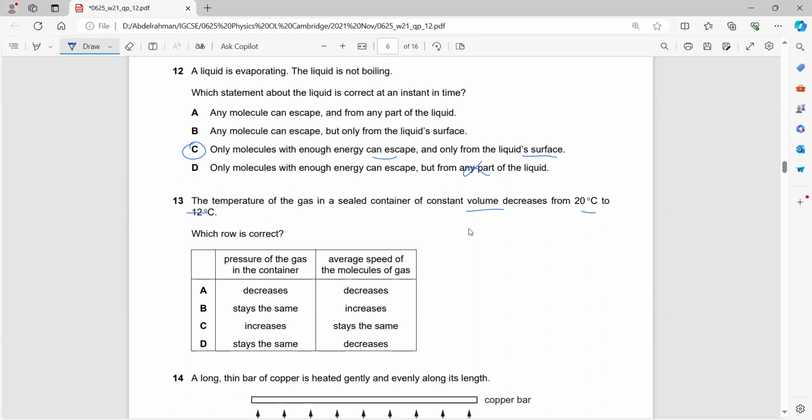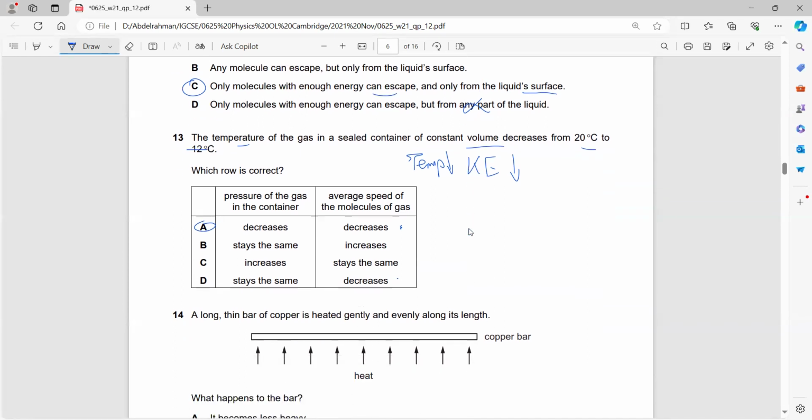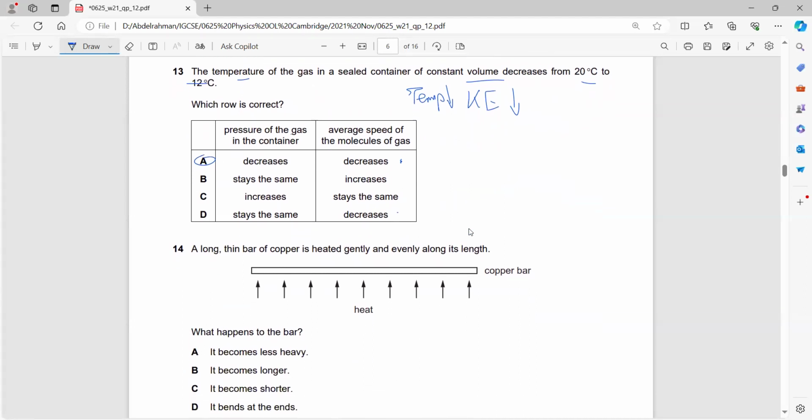I guess the average speed would be easy. Why? Because when the temperature decreases, the kinetic energy decreases. So the average speed would decrease. What about the pressure? The pressure would also decrease. Why? Because they hit the walls with less force. They are now moving slowly, so they hit the walls with less force, and the pressure eventually decreases. Yes.